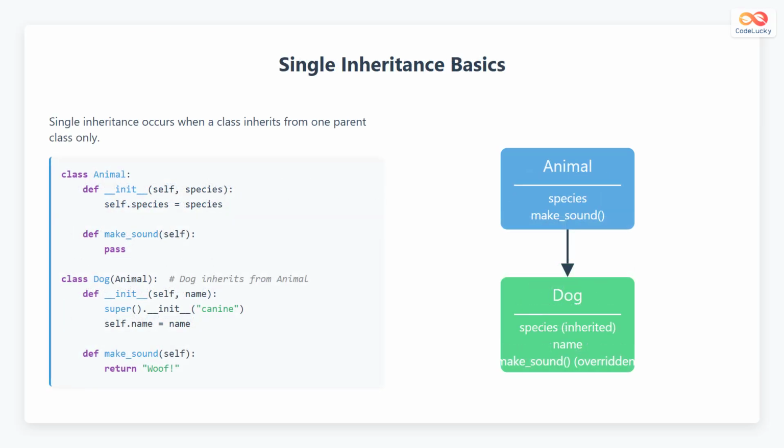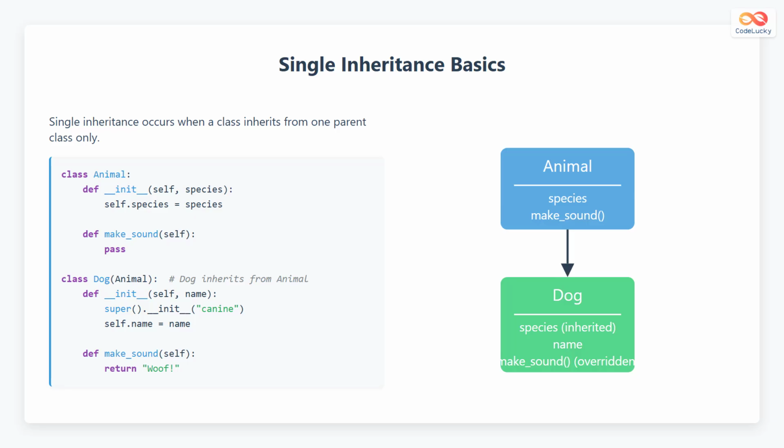Now let's talk about single inheritance. Single inheritance occurs when a class inherits from only one parent class. Here's an example. We have a class called Animal. It has a constructor that takes species as an argument. It also has a method called makeSound, which currently does nothing. Then we define another class called Dog, and in parentheses we pass the Animal class. This means the Dog class inherits from the Animal class.